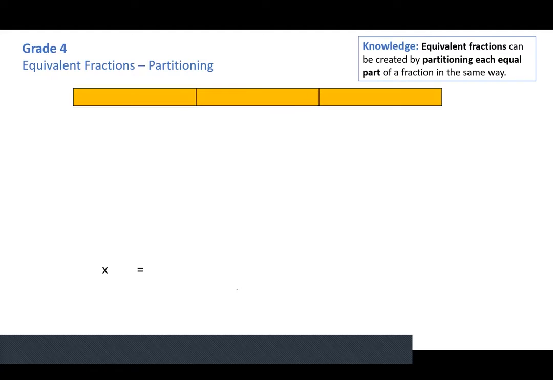And it actually states it, and you'll see. So we're looking at equivalent fractions. This is grade 4. Equivalent fractions can be created by partitioning each equal part of a fraction in the same way.